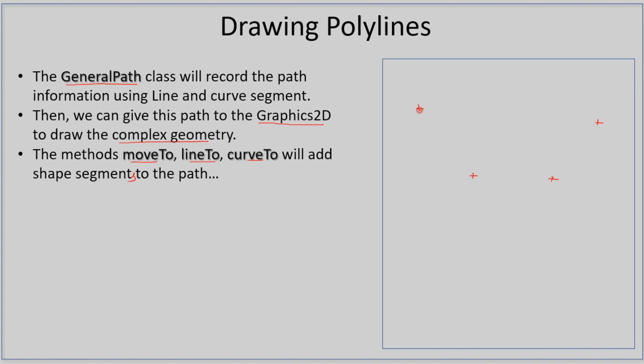So this is moveTo, then using lineTo, from here we are making a line. So one more lineTo, then some curveTo. So if you see, this defines the path. The path goes like this.